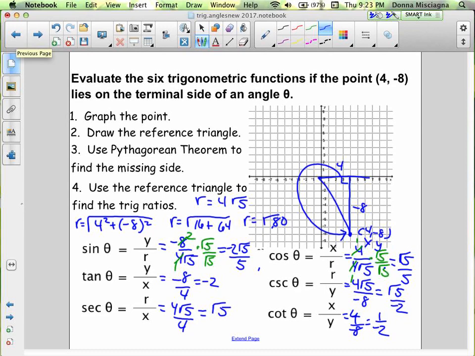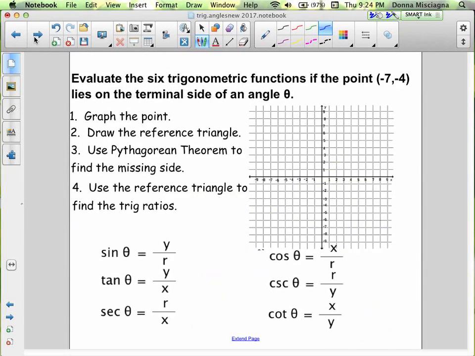All right, so positive, cosine, and secant, right? Because they use the x value, and the x value is positive. Tangent and cotangent use x, but they also use the y, which is negative. And of course, sine and cosecant use the y, so they're negative. All right, so this one here, negative 7, negative 4, is in the third quadrant again. Probably should have put that other one in your notes.